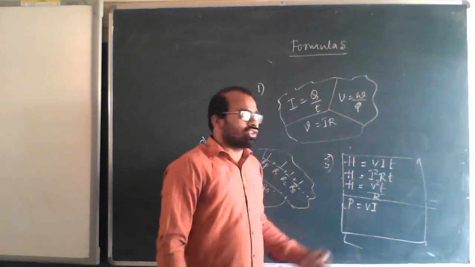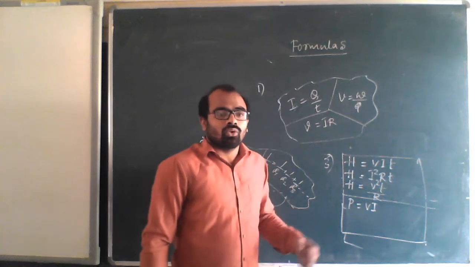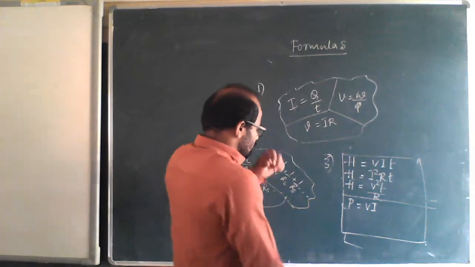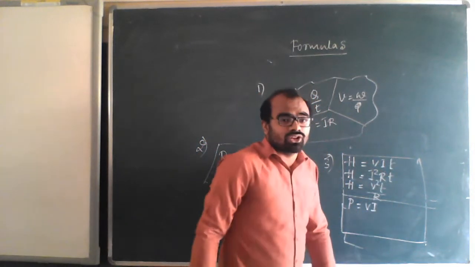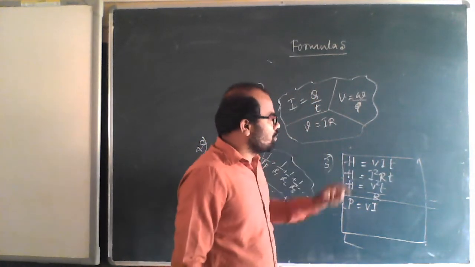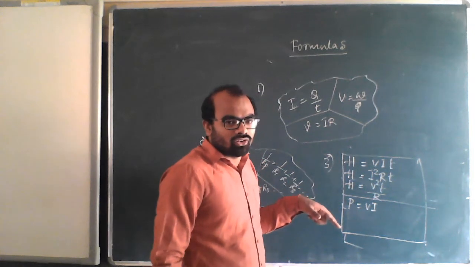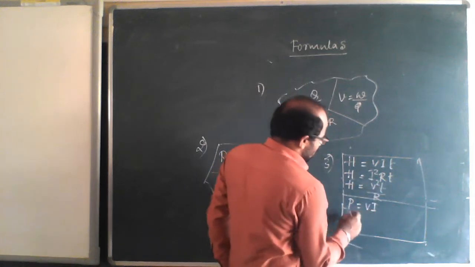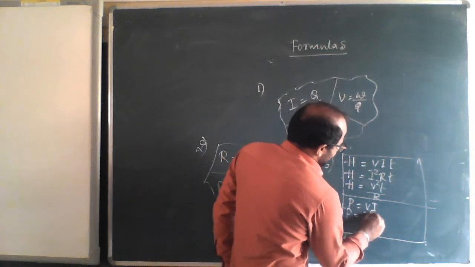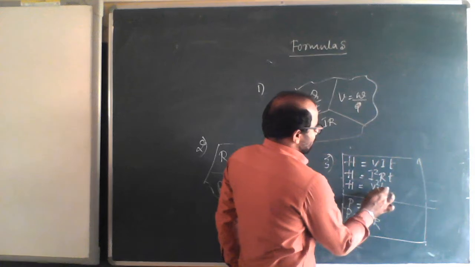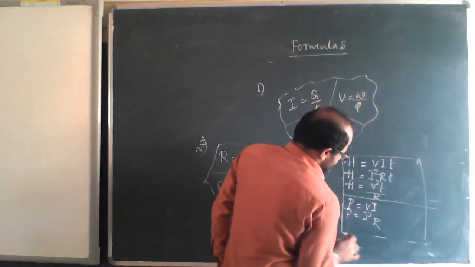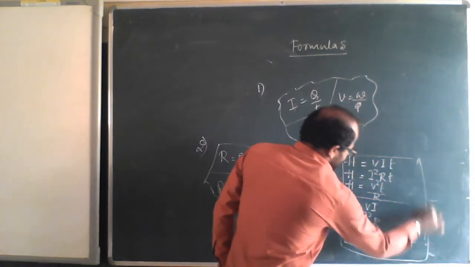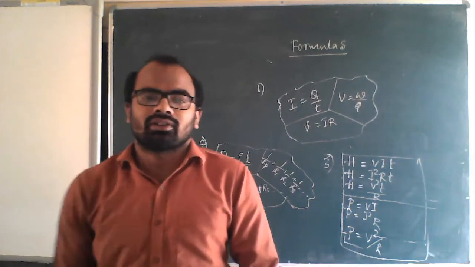What is power? Rate of doing work, or rate of consuming energy. Rate means it comes in the denominator, so just T will go. H by T is my power, or E by T. So T will go, only VI remains. Here also T will go, only I square R remains. Here also T will go. So P is equal to V square by R. So these formulas you have to remember.